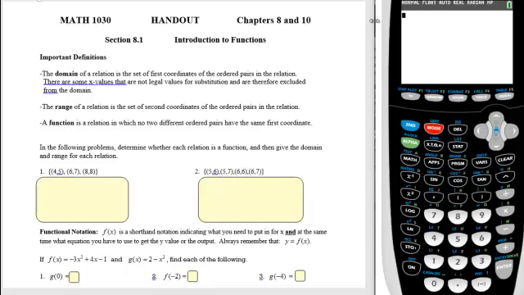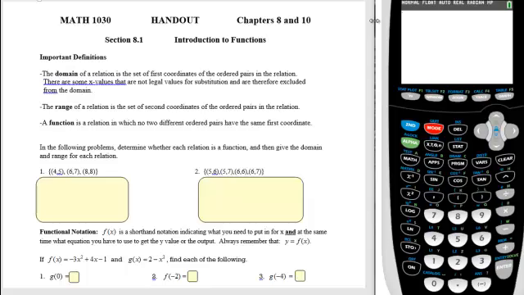This is section 8.1, Introduction to Functions. Important definitions that you need to know. The domain of a relation is the set of first coordinates of the ordered pairs in the relation. So if you've got an ordered pair x comma y, it's referring to the x value.